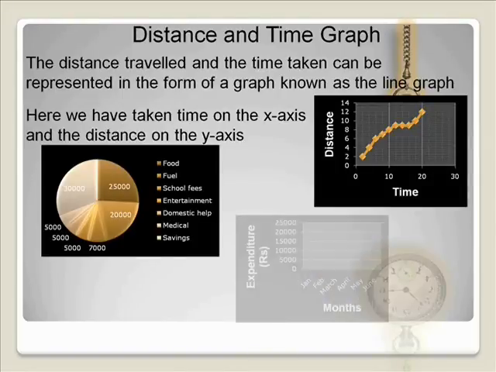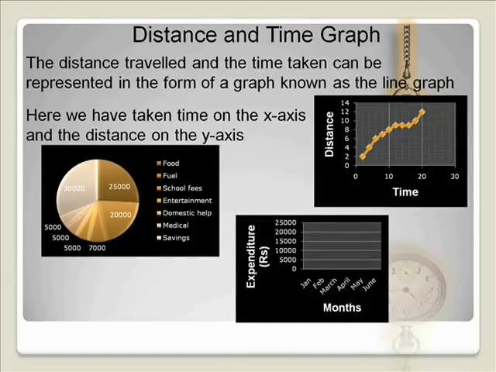Other commonly used charts are the pie chart and the bar graphs. Here we have a pie chart representing household expenditure, while the next figure is a bar graph which represents the household expenditure over a 6-month period.